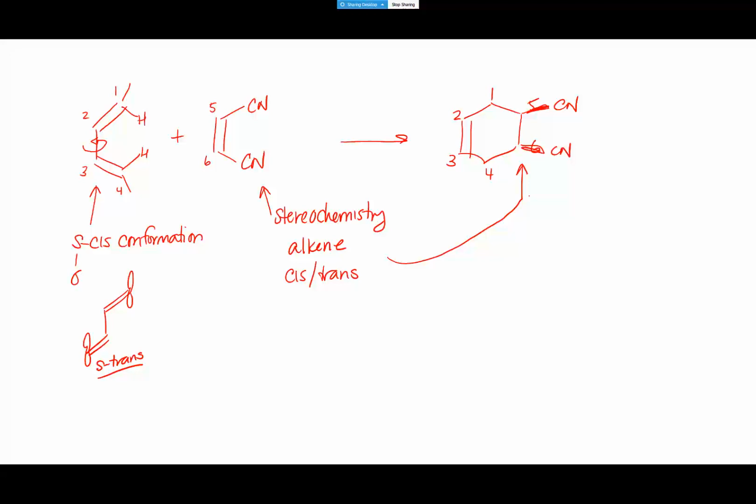And the reason for that is, whatever the stereochemistry of the alkene is, when that diene plops down on top of it, those two bonds are formed at the same time. So there's no way for cis to become trans or vice versa. So whatever the stereochemistry of the alkene is, it's going to get locked in place. Does that kind of make sense?